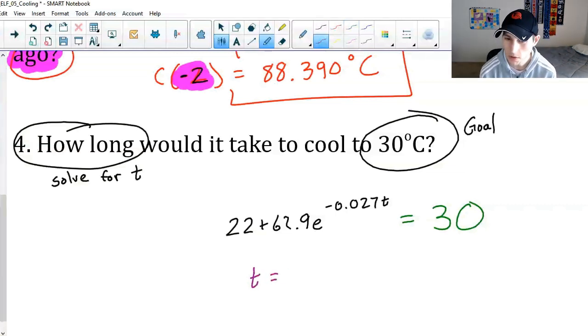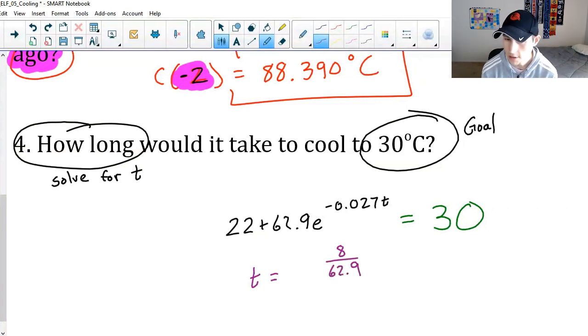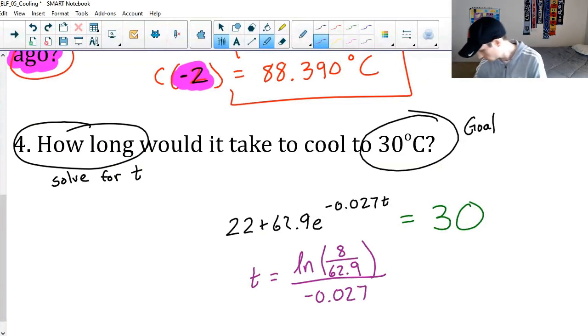First, subtract 22 from both sides. So 30 minus 22 would give me 8. Divide 62.9 on both sides. So divide 62.9. Take the natural log of both sides to get rid of e. So natural log. And then divide by negative 0.027. And we shall calculate.